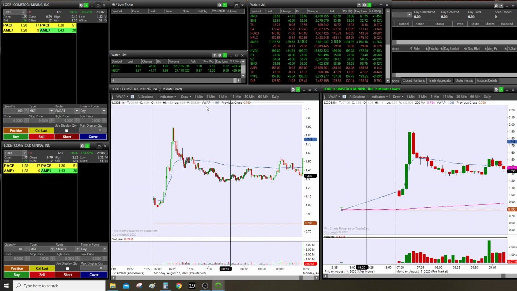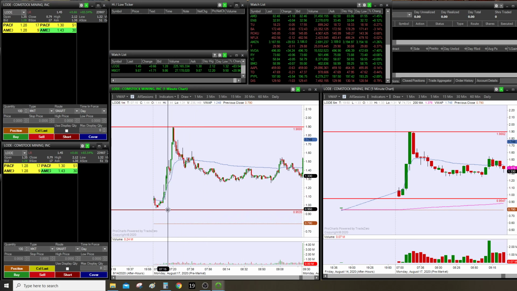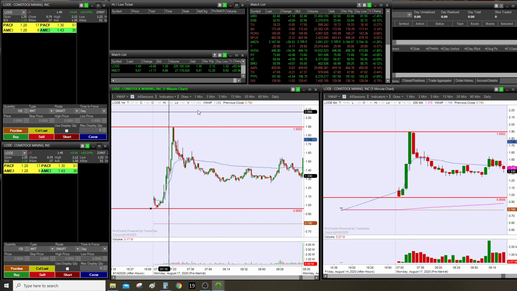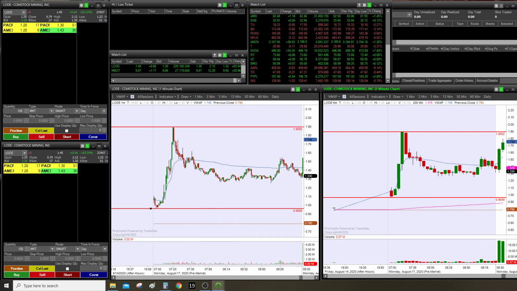Okay, so what I like to do is put some resistance and support. Let's start. I like to put the high of the day and the low of the day also. You can see that I have the 1 minute and the 5 minute charts open. I always have these two charts open at the same time, because sometimes you see something on the 1 minute that you don't see on the 5 minute, and sometimes the other way around. So you have to keep both open at the same time.